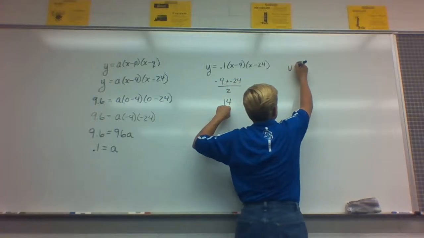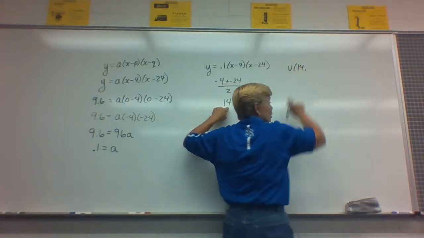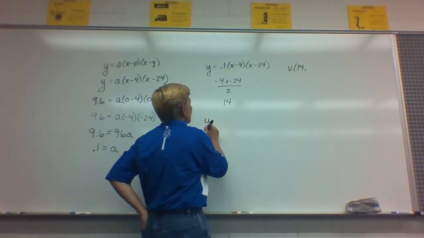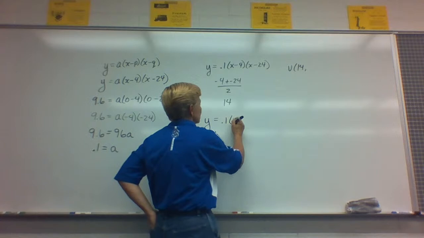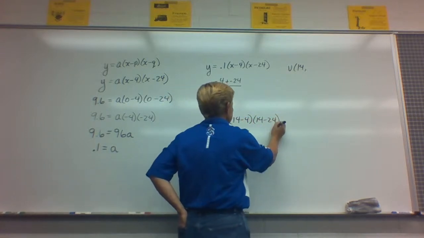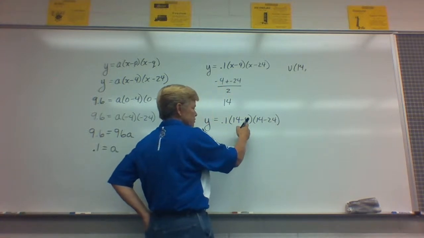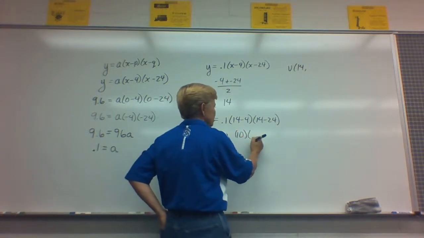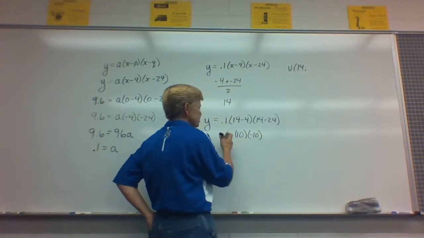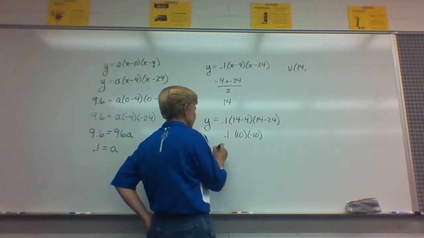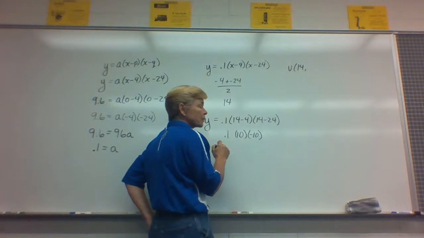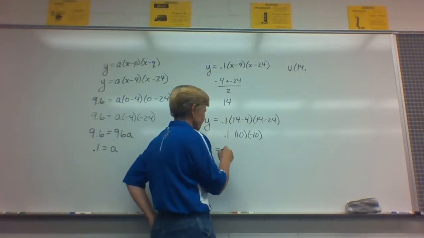So this thing's vertex is going to be at 14 comma something, and it's that thing that I want, because that'll tell me the temperature. That'll be the y value of it. So I plug it in. Y equals 0.1 times 14 minus 4, 14 minus 24. 14 minus 4 is 10. 14 minus 24 is -10. Here's a 0.1, whole bunch of tens and a tenth here. What's that multiply out to be? What's 10 times 10? What's a tenth of 100? Positive or negative?